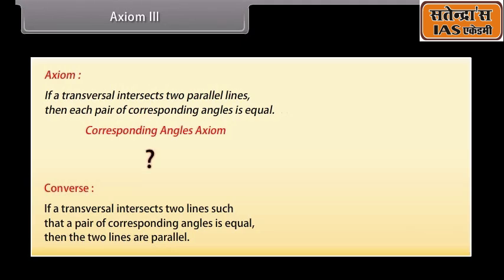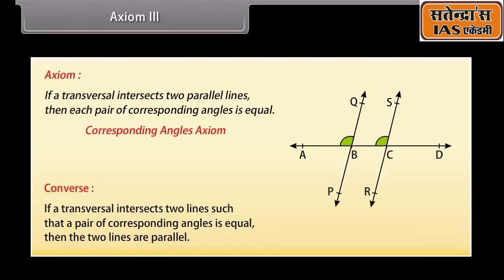Let us verify it. Draw a line AD and mark points B and C on it. At B and C, construct angle ABQ and angle BCS equal to each other. Produce QB and SC on the other side of AD to form two lines PQ and RS.